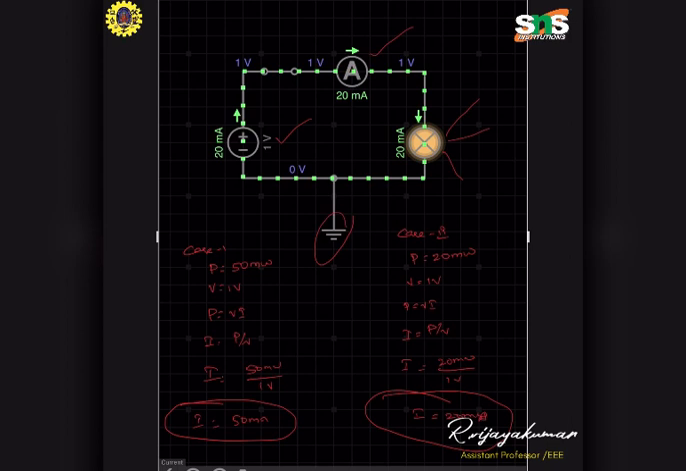So that's why the current value in the first case, the load takes 50 milliamps, and in the second case the load takes 20 milliamps. Otherwise we can say in the first case the source delivers only 50 milliamps, and in the second case the source delivers only 20 milliamps. So the current value does not depend upon the source, it depends upon the load. If the load changes, automatically the current value will change.